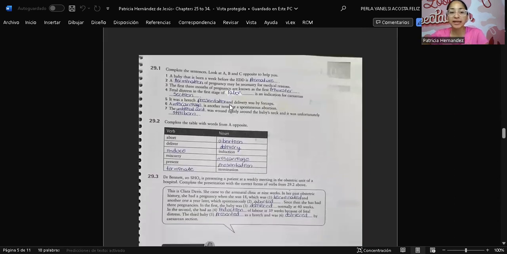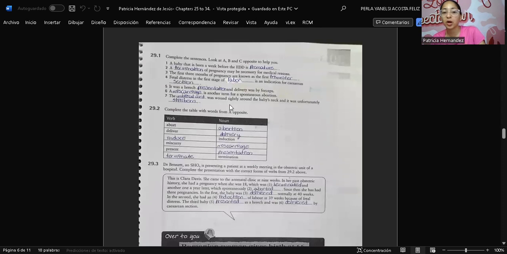Okay, chapter 29 is pregnancy and childbirth. 29.1, complete the sentences. Look at A, B, and C opposite to help you. A baby that is born a week before the EDD, that is the expected date of delivery, is premature. A termination of pregnancy may be necessary for medical reasons.